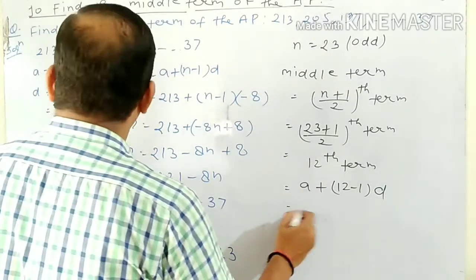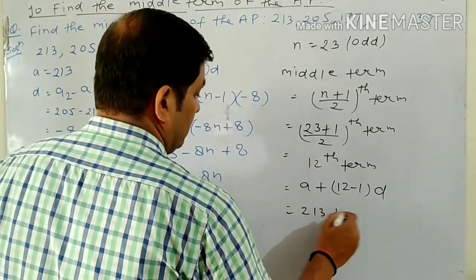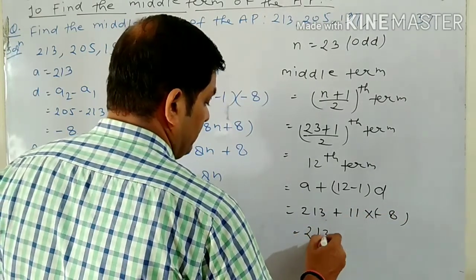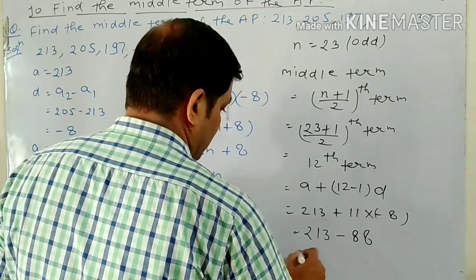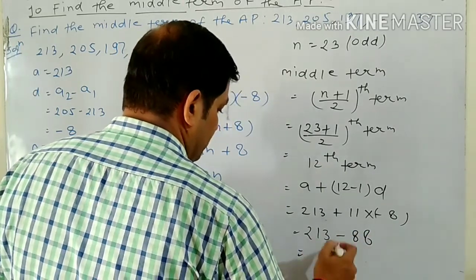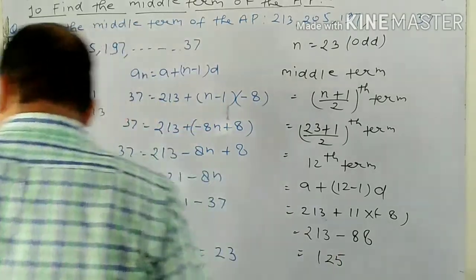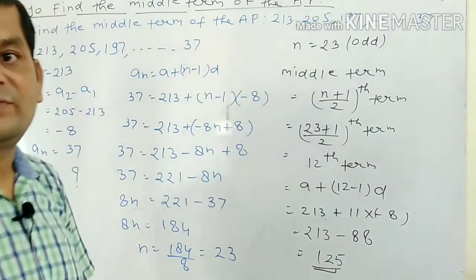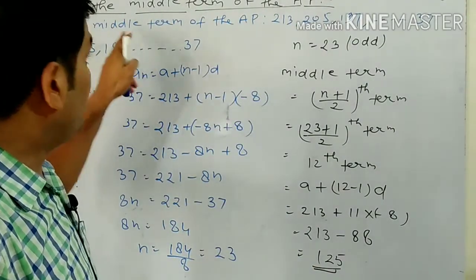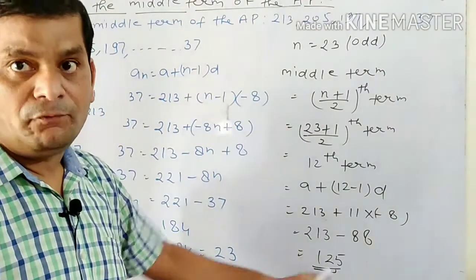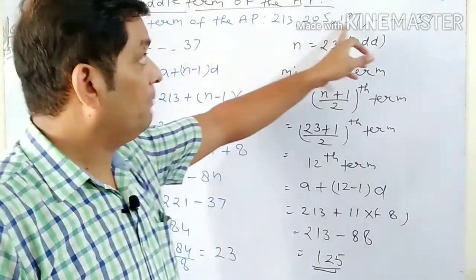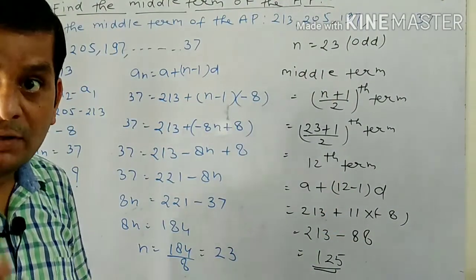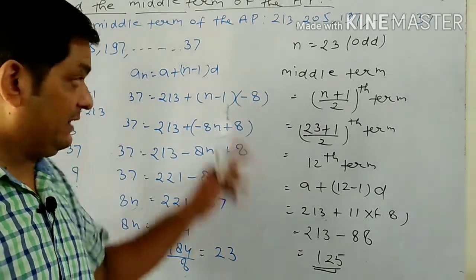What is a? 213 plus 11 into d, minus 8. 213 minus 88 is 125. The answer will come 125. That means the middle term of this AP is 125. That means 125 will come in the middle of this AP.